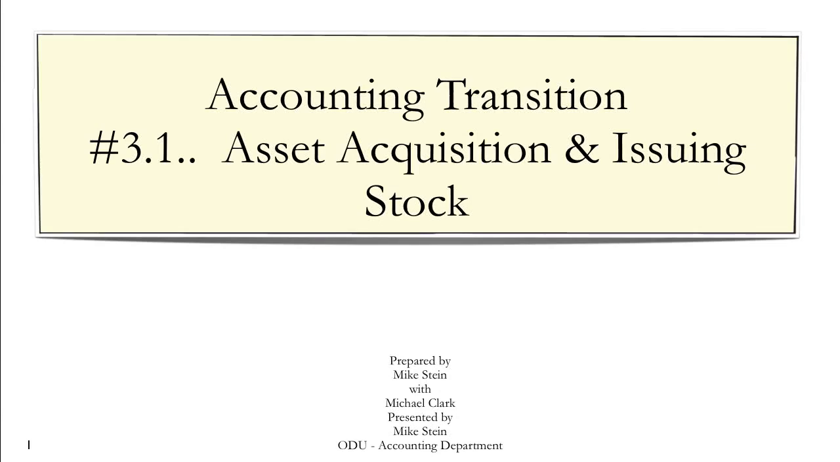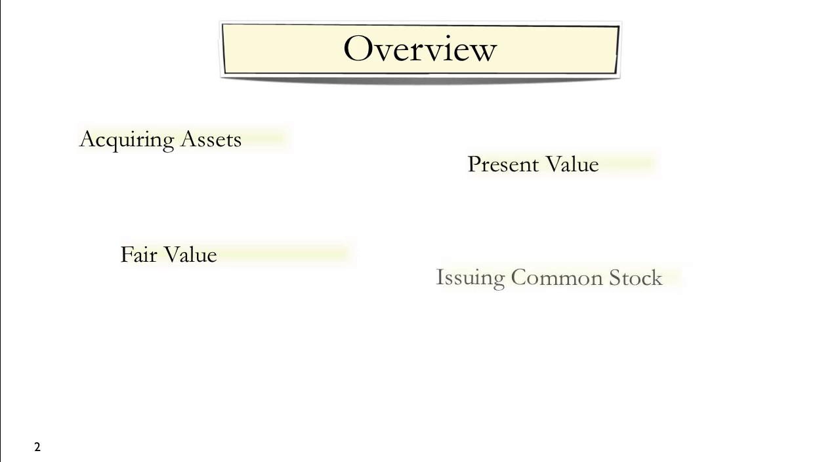Cast, we're going to look at part 3 of the Bob's Instant Coffee Cart case. We'll look at issues related to acquiring assets, to the valuation of those assets using the principle of fair value. We'll also take a quick look at present value and some of the details for issuing common stock.